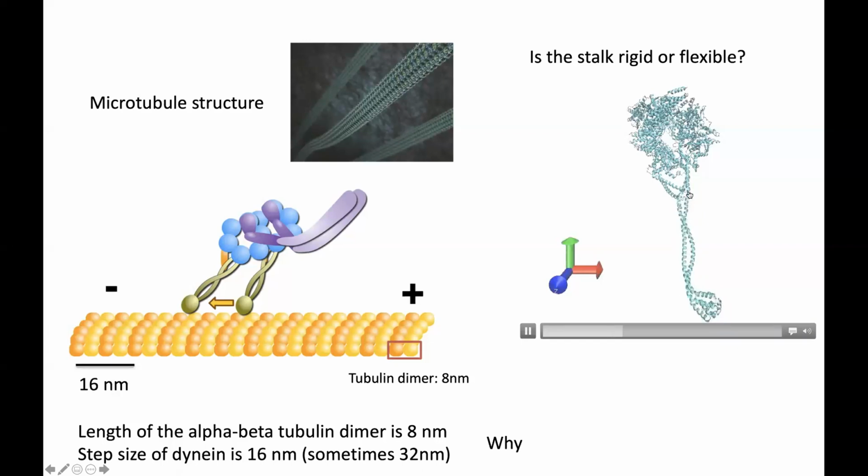It's kind of flexible, but it's not completely flexible, like moving around everywhere. It's just not as rigid as we thought. So that means it's really difficult for the linker to control the step size, which happens at the binding domain. So there must be some other reasons or some other factors which can control the step size.